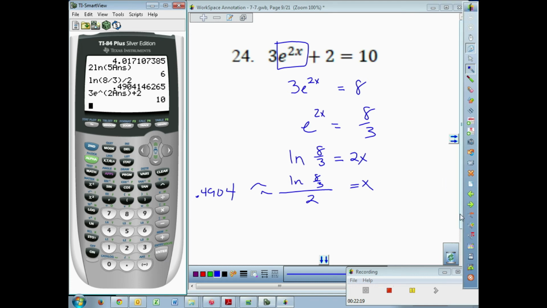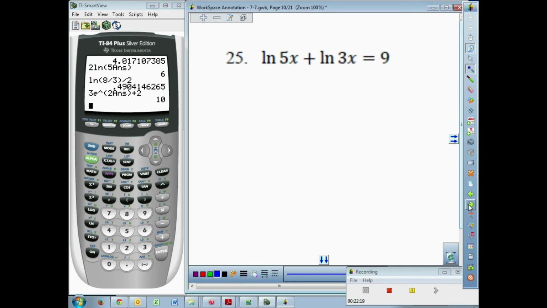Try the next one. Well, tell me what you do first, since this is a little different. What's the first move that you've got to do? Condense these logs, right? Condense the logs. Because there's logs involved, but there's not a log in every term. Regardless, you have to condense the logs.